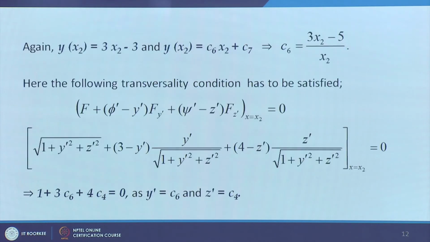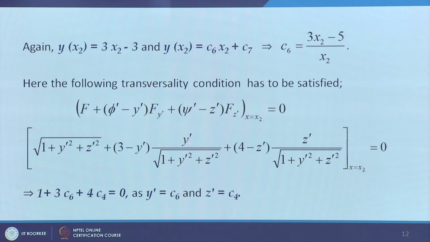So let us put these values here. So we get then 3 minus y dash, f y dash is y dash over under root 1 plus y dash square plus z dash square. Psi dash is 4 minus z dash, f z dash is z dash upon under root 1 plus y dash square plus z dash square at x equal to x2 is 0. Now when you take LCM here, under root 1 plus y dash square plus z dash square is the LCM, and then the numerator becomes 1 plus y dash square plus z dash square, 3y dash minus y dash square, 4z dash minus z dash square. So y dash square and z dash square will cancel and we will get 1 plus 3y dash plus 4z dash equal to 0.